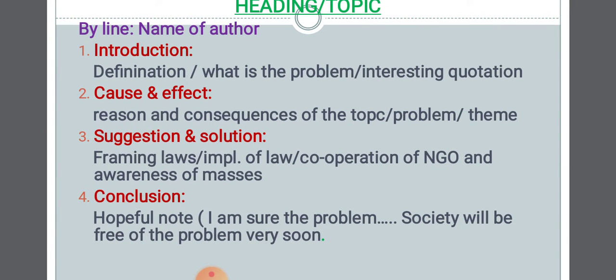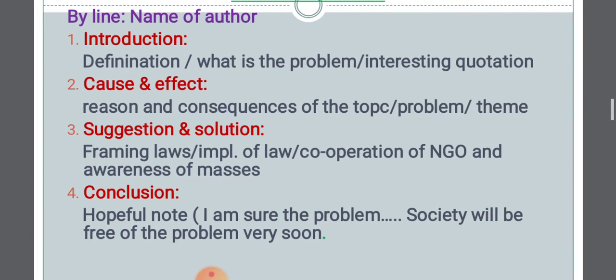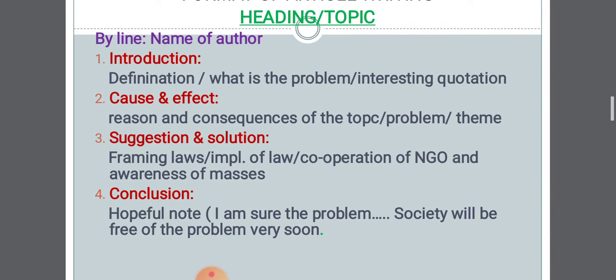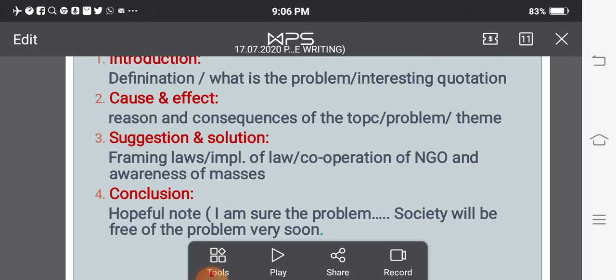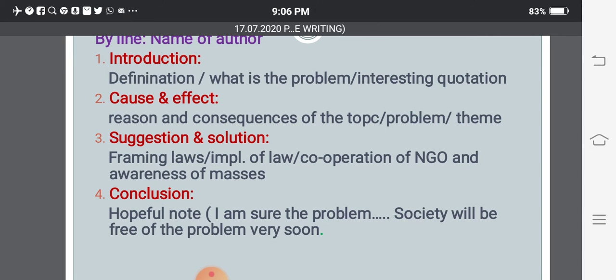And finally, you conclude with a hopeful note. Hopeful note, I've just given an example. You have the full liberty to add something or subtract something from here. This is an example actually: I am sure the problem, meaning whatever topic you are talking about, of a society will come to an end, and our society will be free of the problem very soon.